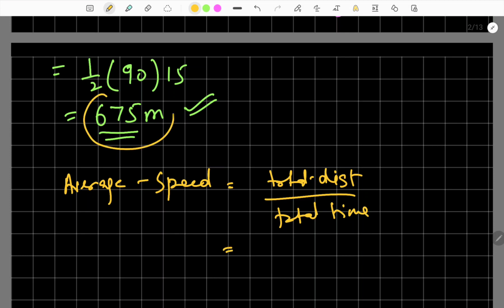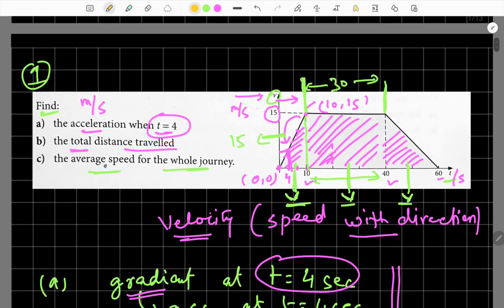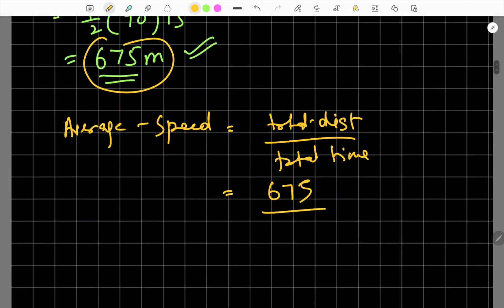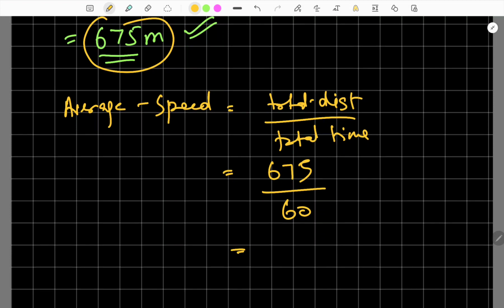We have just calculated the total distance, 675 meters, and beta, what is the total time for the journey? We can clearly see on x-axis 60 seconds, right? So just divide this by 60 और जरा मुझे आंसर बताओ. So बेटा क्या आंसर आ गया? 11.25 meters per second, right beta?